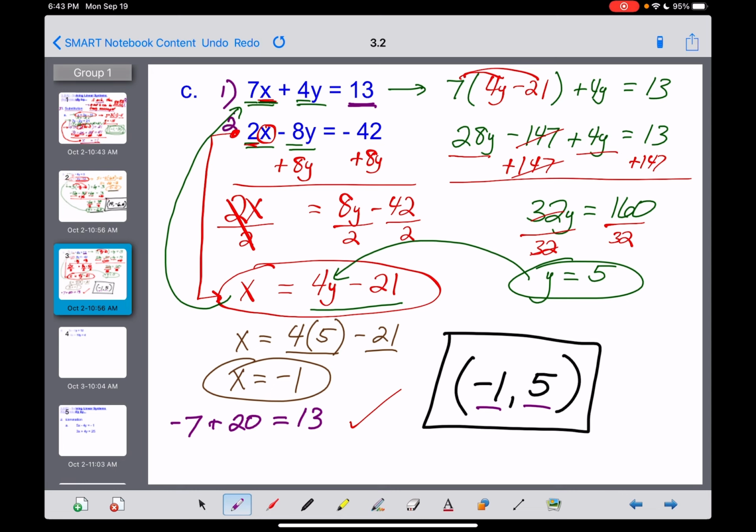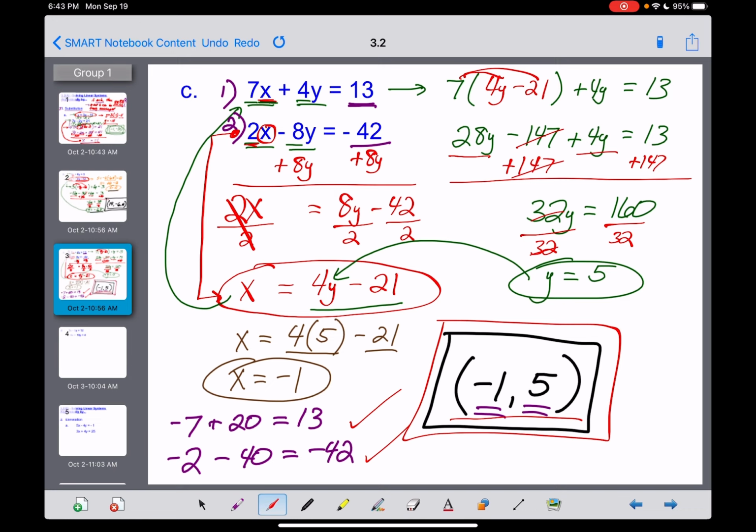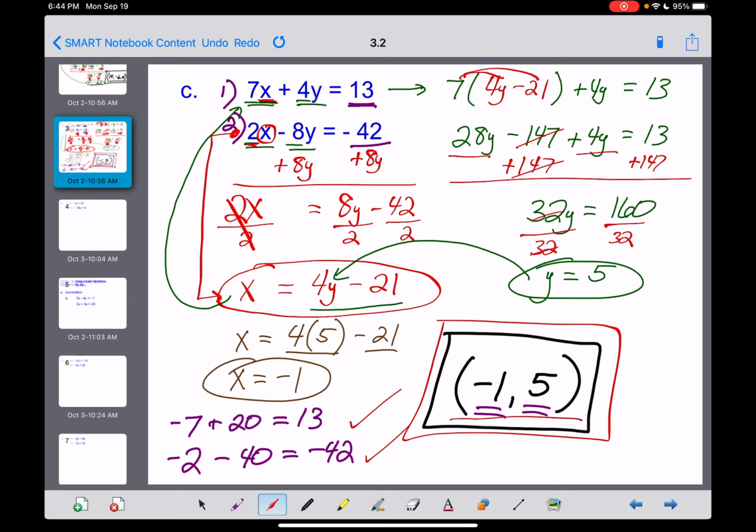Now, let's try it in equation number 2. 2x is 2 times negative 1, so that's negative 2, minus 8 times y. 8 times 5 is 40, and all of that should equal negative 42. Does that work? Negative 2 minus 40, yeah, is negative 42. So since this ordered pair works in both of the two equations, then we know for a fact with complete confidence that this is the solution to that system of equations.